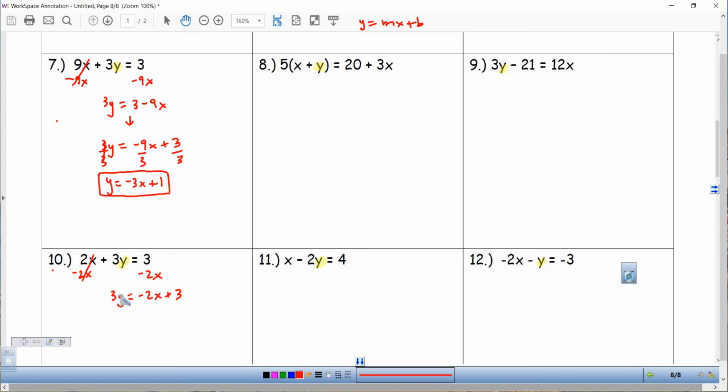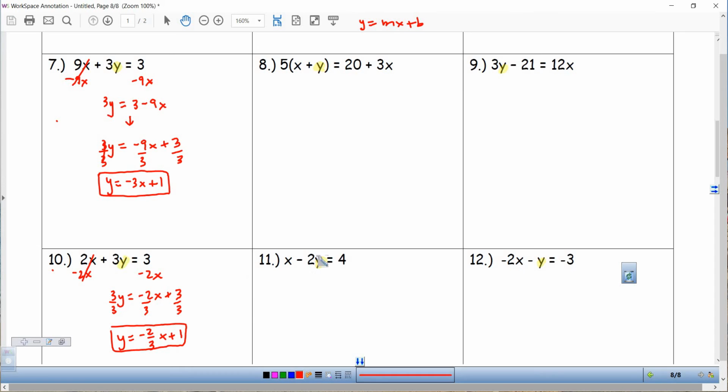All right, and then what am I trying to solve for? y, so what do I do at this point? I divide everything by 3. And what do I get? I get y is equal to negative 2/3 x plus 1. And guess what? If I put this in Desmos and this in Desmos, we're going to see that they have all the same solutions. They are equivalent equations.